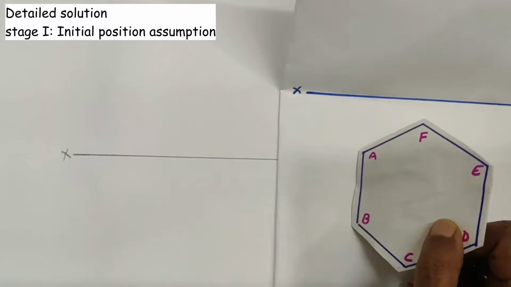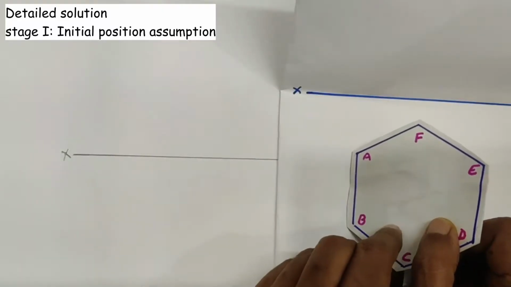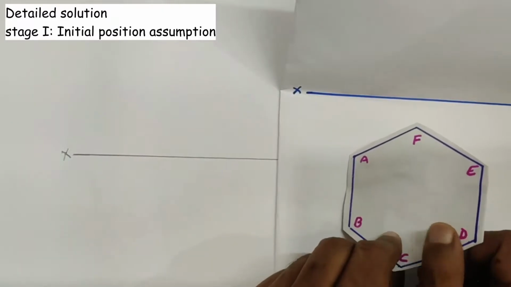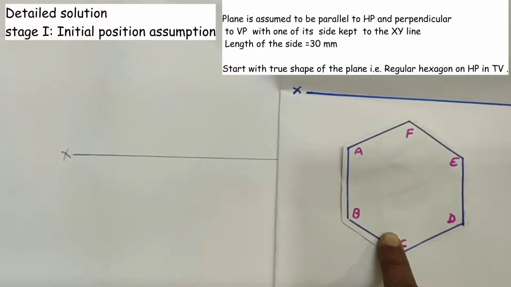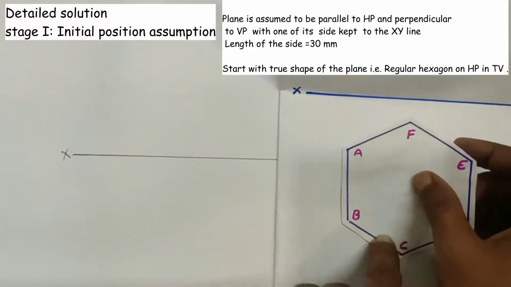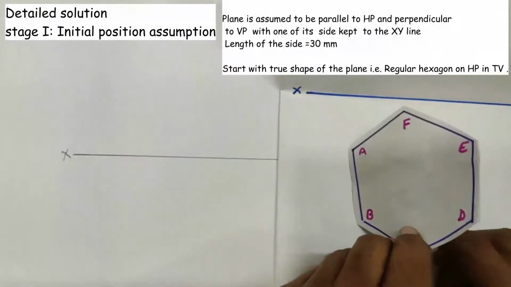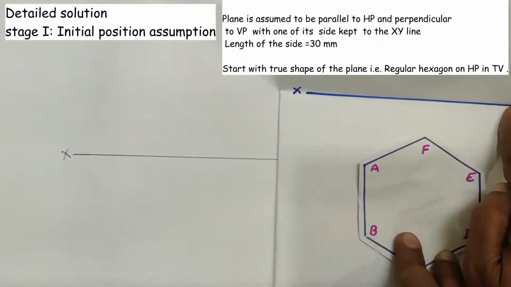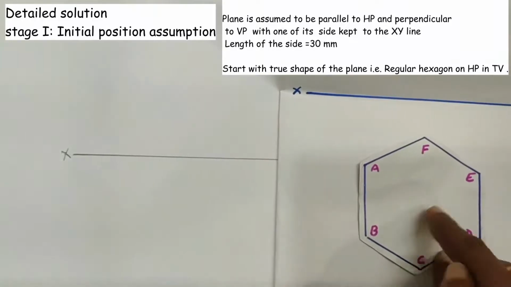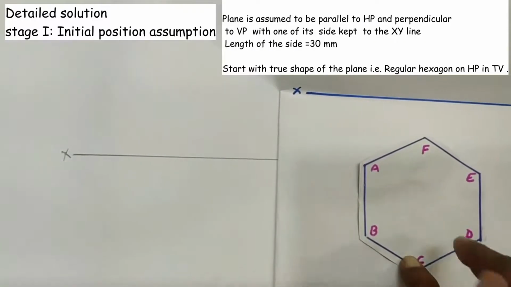In order to draw the true shape of the plane, what do we need to do? We need to assume the plane is parallel to HP. That is, if in the problem it is mentioned that the surface of the plane is inclined to HP, then we need to assume that the plane is parallel to HP. In addition to that, if the plane is resting on its side on HP while the surface is making inclination, then that side we need to keep perpendicular to the XY line. So in this position, we will draw the true shape of the plane.